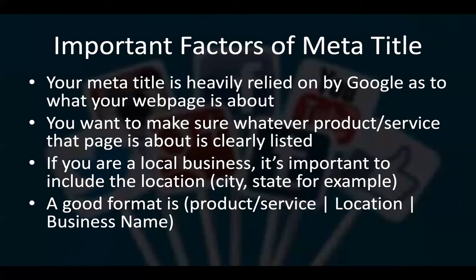A good format is typically your product or your service or a mixture of both or whatever that web page is actually about. So if it's the about us page of that specific website, you're going to want to put about us, then your location. So again, if we're in San Francisco, California, you put San Francisco, California for the location and then your business name. So that's going to be a great format for how you should put your meta title together for each web page on your website.